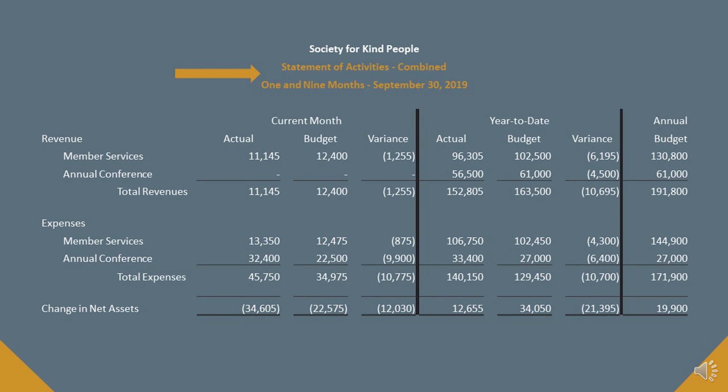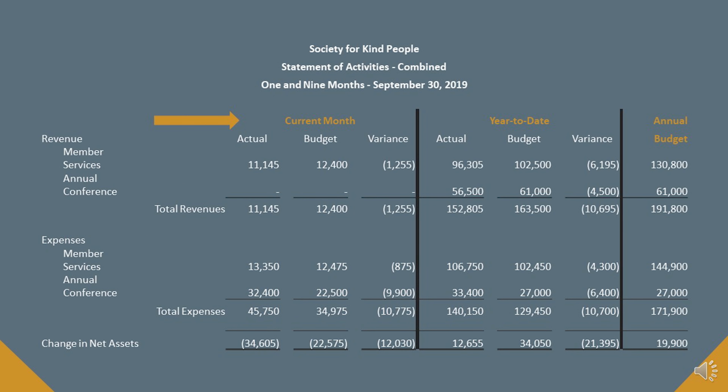So let's take a look at the statement of activities. Here you'll see that the Society for Kind People is in the 9th month of its fiscal year. And because it's a calendar year, that equals September. It's fairly common to see both the current month compared to budget and the year-to-date compared to budget. In this example, we're also showing the annual budget.